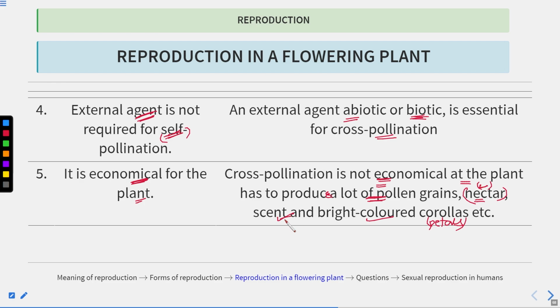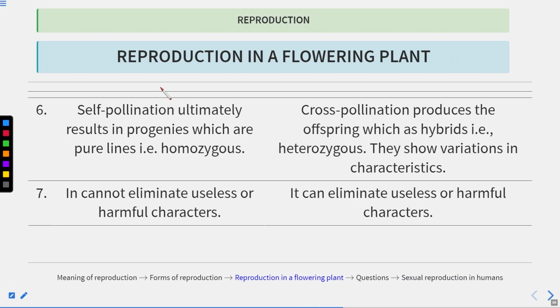They produce scents also. Scent is to attract, again, the insects, as well as the bright color of the petals, which is also required for attracting the insects as well as the animals.